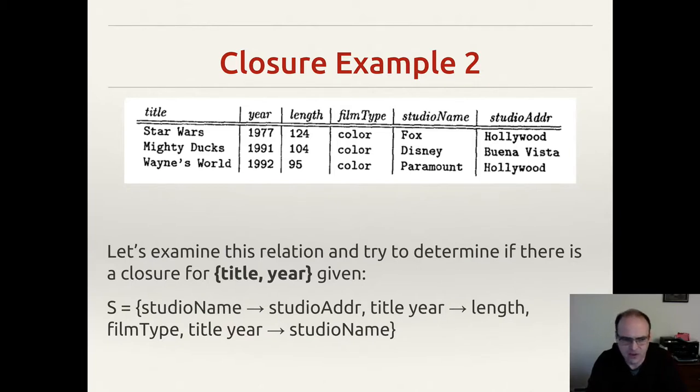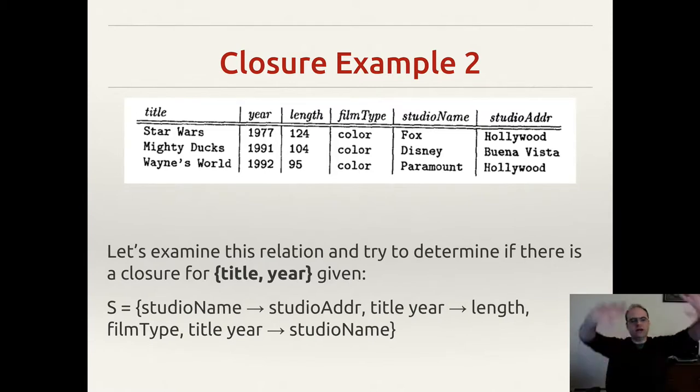Let's test that. So our inputs going into this are going to be title and year, the attributes that we want to test for closure, and we're going to have functional dependencies as follows. Just looking at this, we can determine that studio address is dependent on studio name, length is dependent on both title and year, film type is also, there was a comma there, so length and film type are dependent on title and year. And studio name is dependent on title and year.